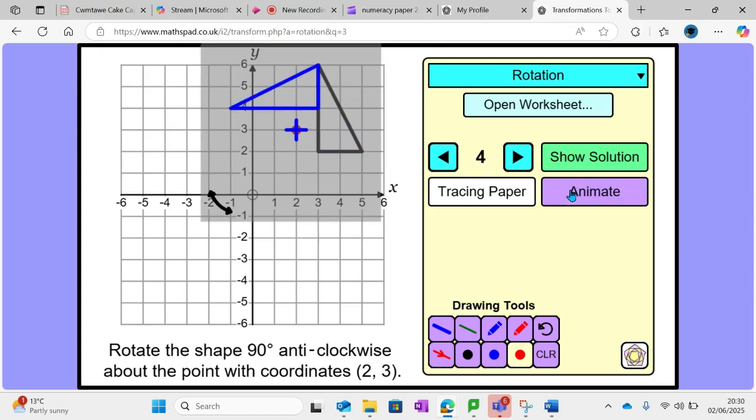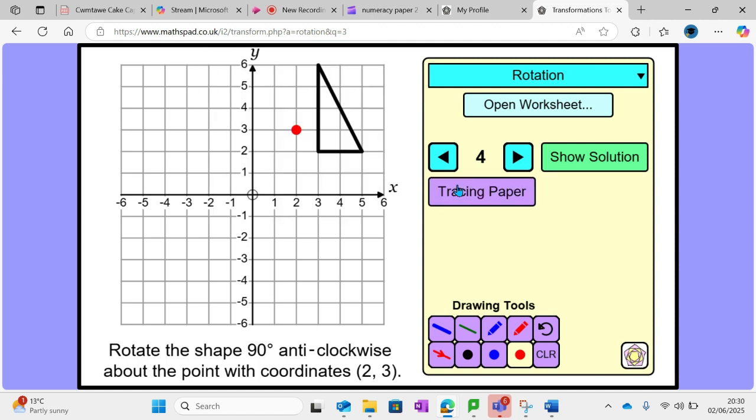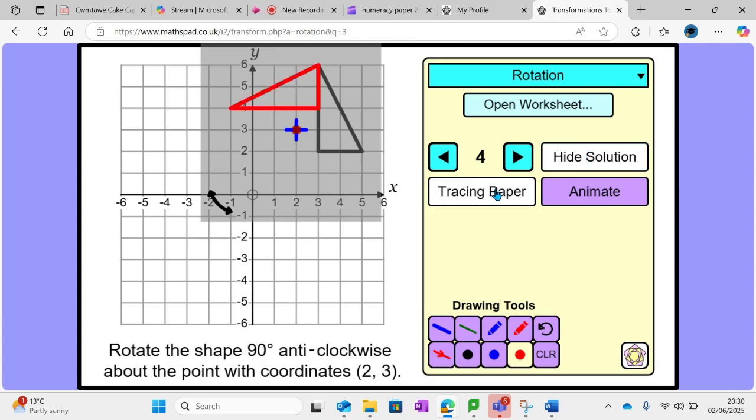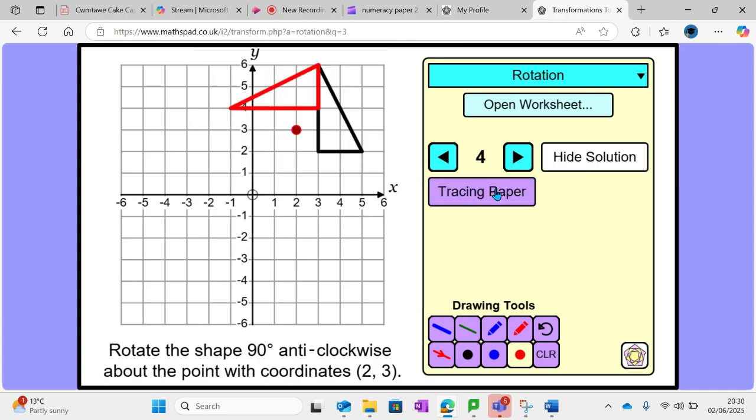And now we need to find a way to draw that triangle in its new place by removing the tracing paper, and keep on checking that you've got it in the right place. But I'm going to put the solution on there and remove the tracing paper so it's there, okay?